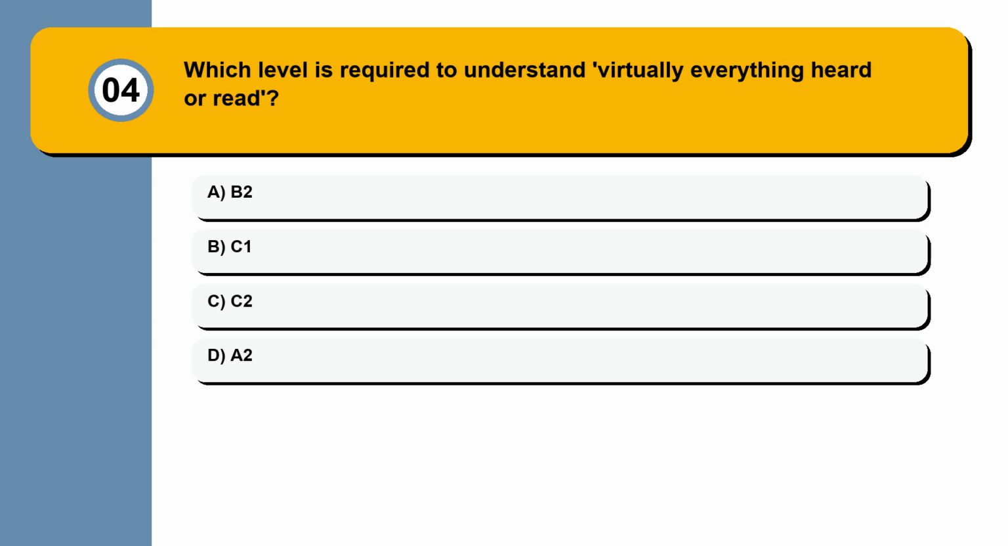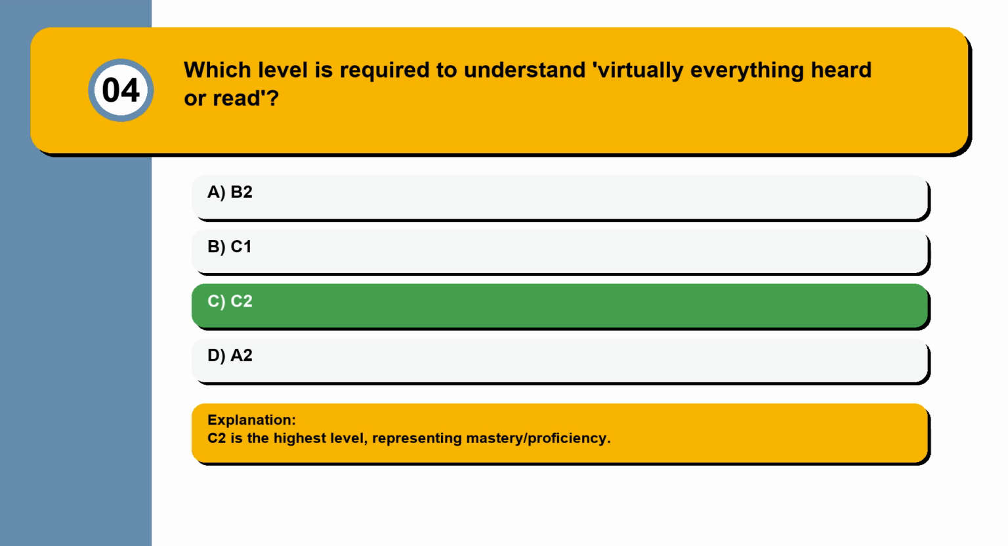Question 4. Which level is required to understand virtually everything heard or read? B2, C1, C2, or A2. C2 is the highest level, representing mastery/proficiency.